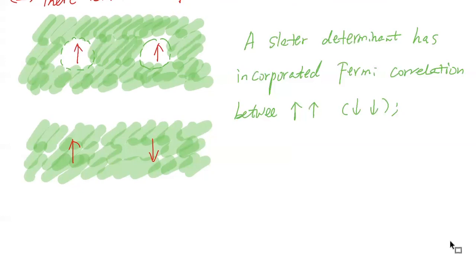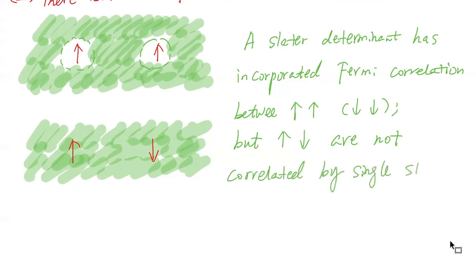Okay. However, for a pair of up down electrons, the motions are not correlated. Okay. This is, of course, for a single Slater determinant. Our discussions are based on a single determinant.